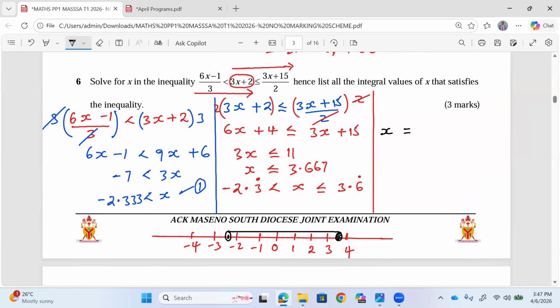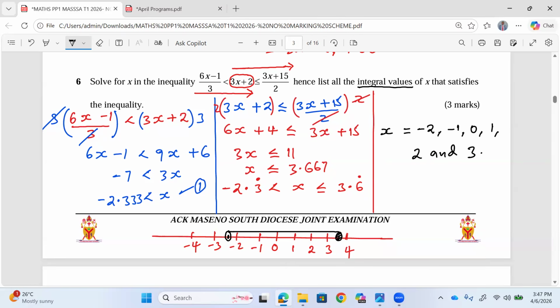Remember, you're supposed to know what integers are. Integral values comes from the word integer. These are positive and negative, all numbers, 0 included. When it comes to integral values, we don't count decimals and fractions. So here we can talk of, within this range, -2, -1, 0, 1, 2, 3.